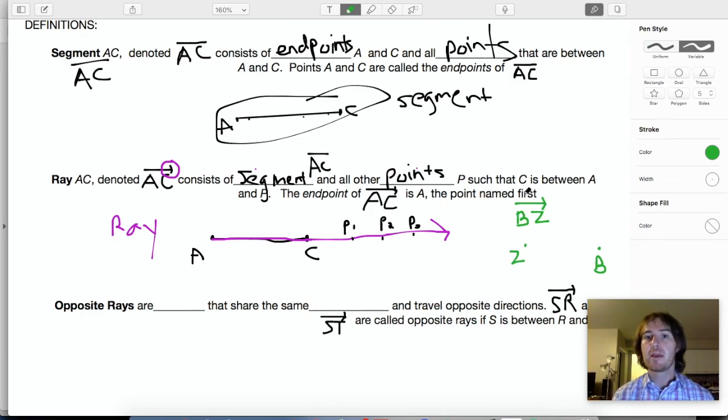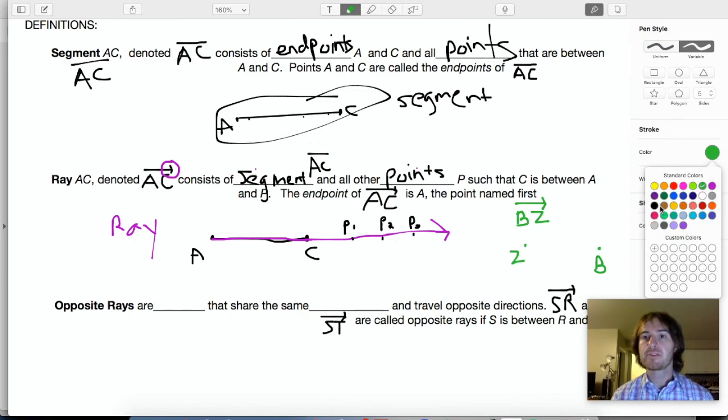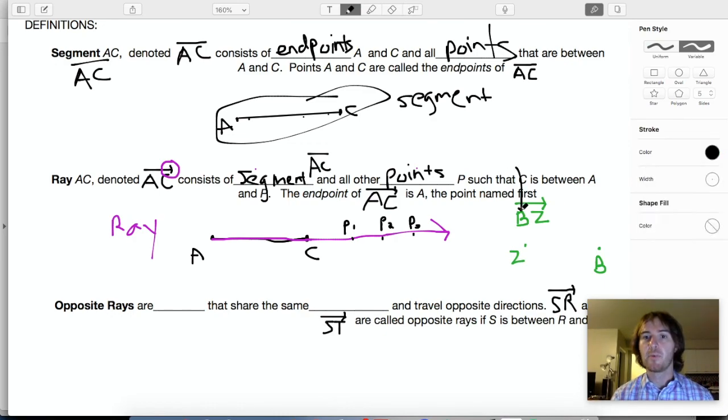Which one's the endpoint? This is the endpoint right here. B is the endpoint because look at that, there's no arrow on top of it. So this ray is going to have to go towards Z. Here, this is going to be the ray, starting at B, going to Z, and going on forever. This here would be ray BZ.